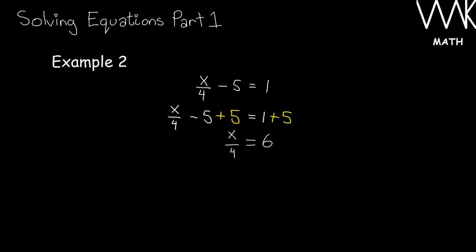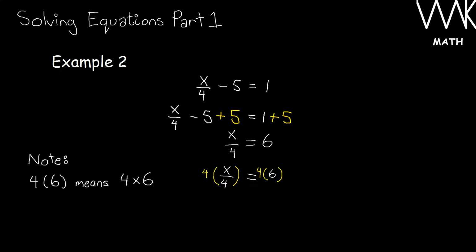The next manipulation is to deal with the division term on the variable. To remove the divide by 4 term, you have to multiply the left side by 4. The right side is also multiplied by 4 to keep the equation balanced.